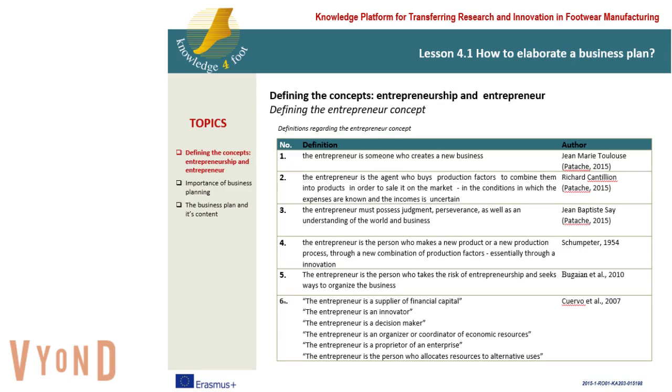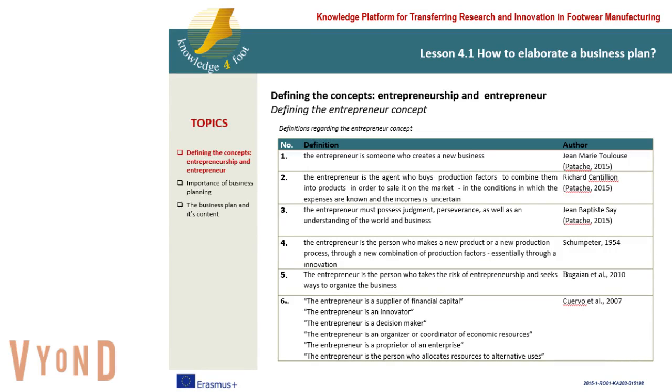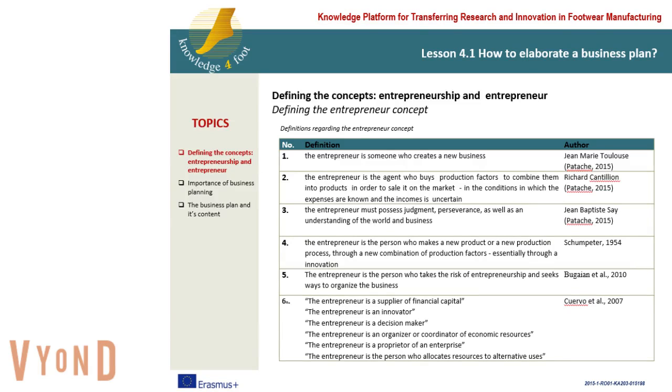The entrepreneur must possess judgment, perseverance, as well as an understanding of the world and business. The entrepreneur is the person who makes a new product or a new production process, through a new combination of production factors, essentially through innovation. The entrepreneur is a supplier of financial capital. The entrepreneur is an innovator. The entrepreneur is a decision maker. The entrepreneur is an organizer or coordinator of economic resources. The entrepreneur is a proprietor of an enterprise. The entrepreneur is the person who allocates resources to alternative uses.